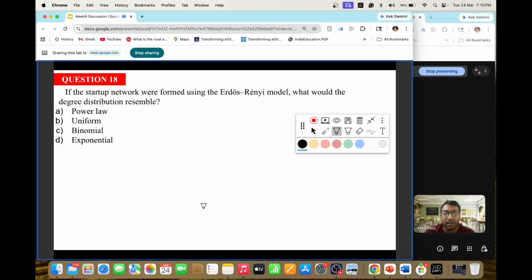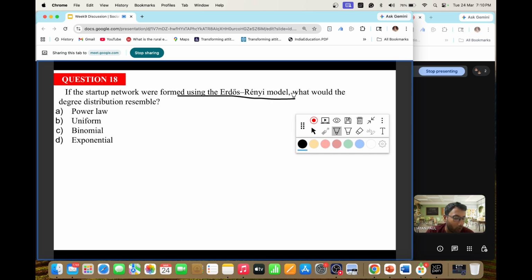Move to question number 18. If the startup network were formed using the ER model, what would the degree distribution resemble? Power law, uniform law, binomial, exponential. So, startup network were formed using the ER model.